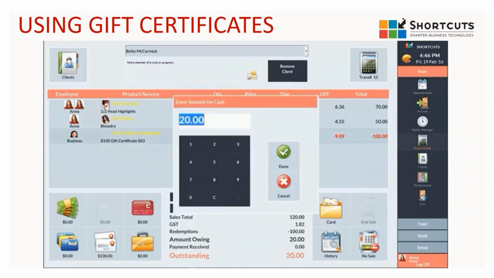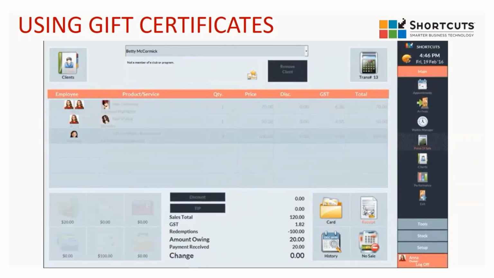So remember, alternate payment type on the bottom left corner. This is where you tell Shortcuts a customer is going to pay with a gift certificate.